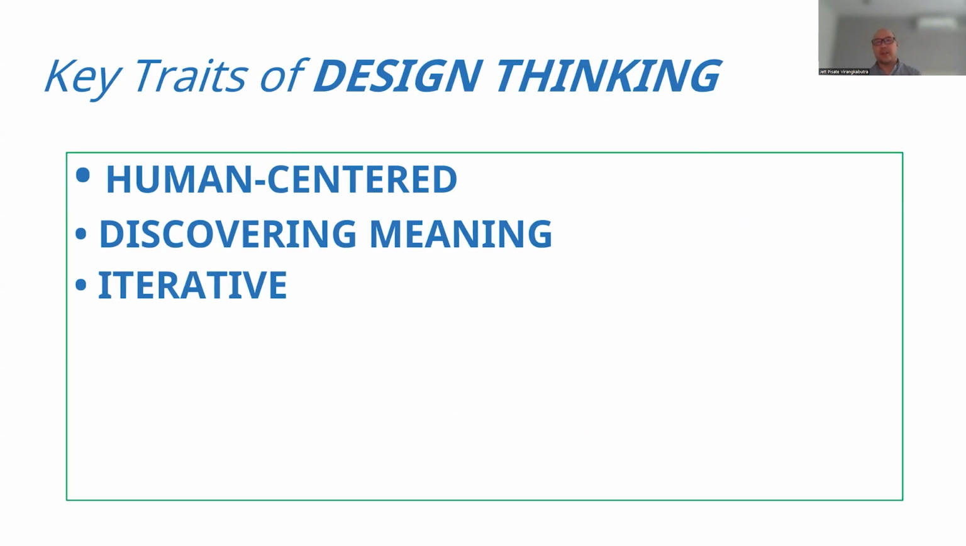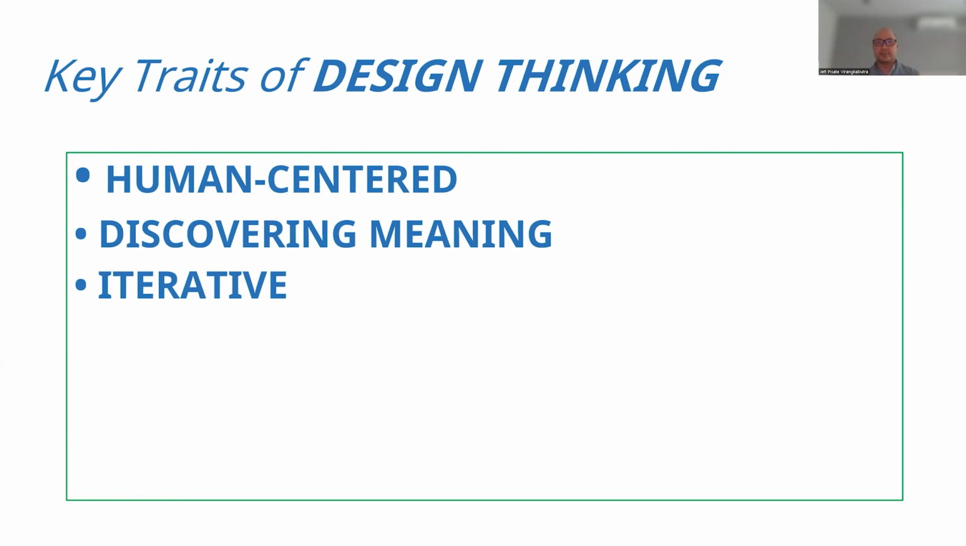And three key traits of design thinking. The first is human-centered. So we ask the question, who first? By going into the fields, going to talk to them in their context. And discovering meaning means that we want to understand what it means for them to do something. And lastly, iterative. We do it over and over again. We don't test just once, we test it again, and we test it again, and we come up with more and more ideas.